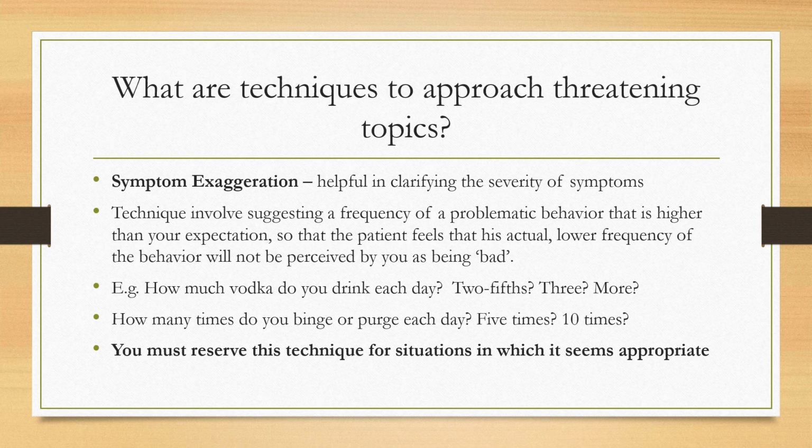Another technique is symptom exaggeration. It is helpful in clarifying the severity of symptoms. Sometimes a patient might minimize the degree of his pathology. So we can use this technique to identify how much they are drinking or how much they are purging or how many suicide attempts they have had. This technique involves suggesting a frequency of problematic behavior that is higher than your expectation, so that the patient feels that his actual, lower frequency behavior will not be perceived by you as being bad.